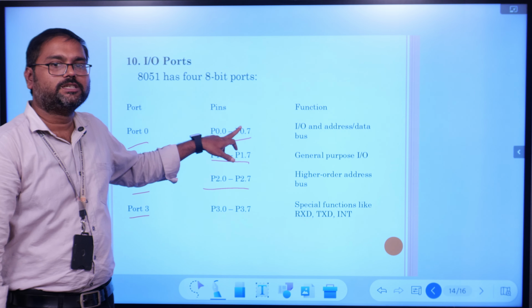Here the port size is completely 8 bits, so it can carry the 8-bit data bus clearly. But coming to the address bus, the address size is 16 bits, but the port size is only 8 bits. So it can carry only the lower 8 bits, that means from A0 to A7. So port 0 can carry only the lower byte of the address bus, that is A0 to A7. The higher bits, that means A8 to A15, will be carried by port 2. So port 0 will carry the lower byte of the address bus, and port 2 can carry the higher byte of the address bus.